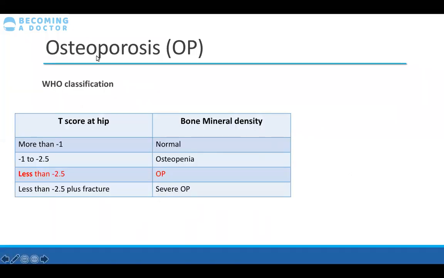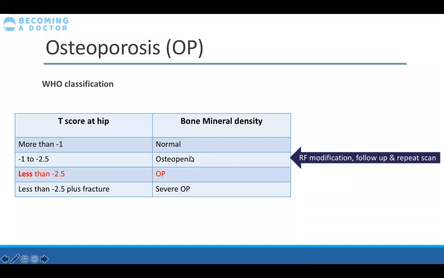I'm sure you've heard of the WHO classification. You'd measure the T-score at the hip. If it's more than -1, it's normal. If it's -1 to -2.5, it's osteopenic. Less than -2.5, you can diagnose osteoporosis. And if it's less than -2.5 plus they've had a fracture, it's severe osteoporosis. The key fact to remember is that a T-score at the hip of less than -2.5 represents osteoporosis.